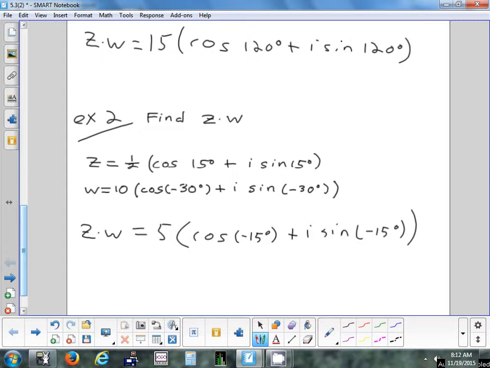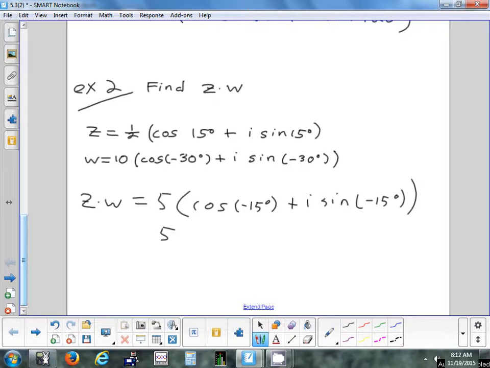Now, when you get a negative angle, there are a few different ways we can write it. No matter what we do, this is always 5. What's another way I could write this, getting rid of this negative angle without making the angle bigger? 5 cosine 15 minus I sine 15. Yeah, that's equivalent. All we did was get rid of the negative on cosine, and put the negative on sine in front.